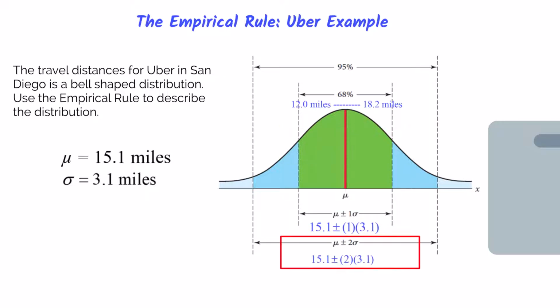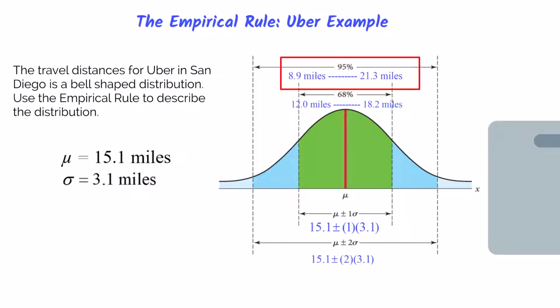Now let's go ahead and go out 2 standard deviations. We're going to take 15.1 and calculate plus and minus 2 standard deviations, or 2 times 3.1. And now we get a range of 8.9 to 21.3. So going up 2 standard deviations will make our range wider, but now we'll cover 95% of our rides. We could use this information to estimate how many rides we could get in with 1 tank of gas.